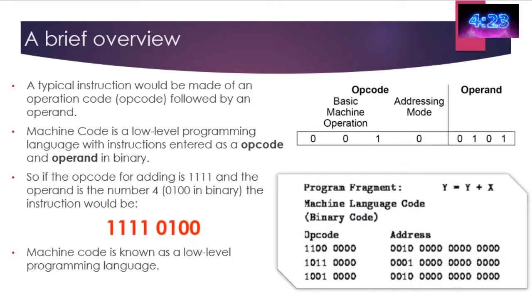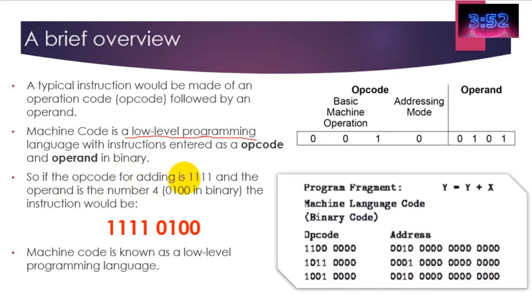All right, so let's give ourselves a reminder of how this works. A typical instruction is made up of an opcode and an operand. Now the machine code is a low-level programming language. It's very low level, and that's because it uses only opcodes and operands to carry out its business. It's called a low-level language because it was one of the first languages that was used to program CPUs. Bear this in mind: it requires an opcode and operand.